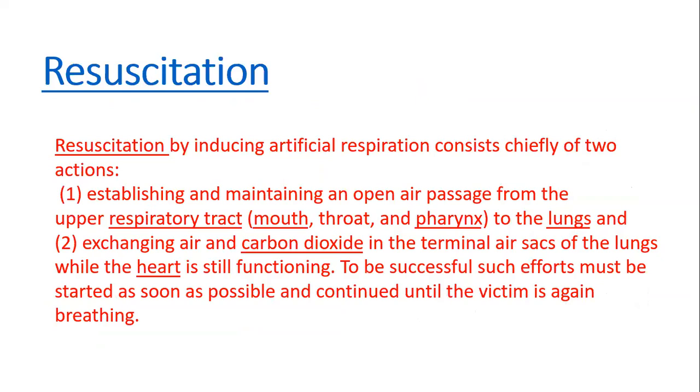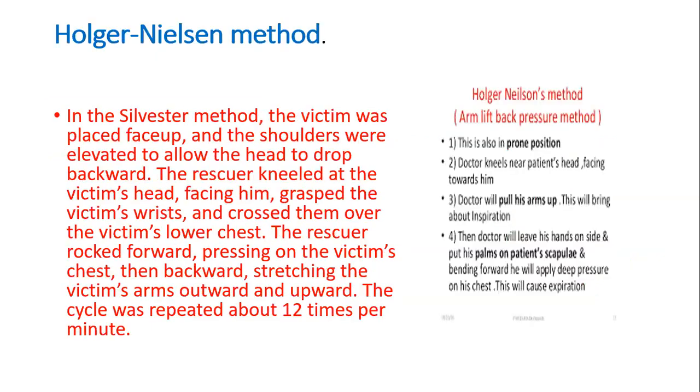It is inducing artificial respiration, consisting chiefly of two actions. First is establishing and maintaining an open air passage from the upper tract, like mouth, throat, pharynx, to the lungs, and the second one is exchanging air, like carbon dioxide, in the terminal air sacs of the lung while the heart is still functioning. To be successful, such effort must be started as soon as possible and continue until the victim is again breathing. So the next one is the Holger Nielsen method.